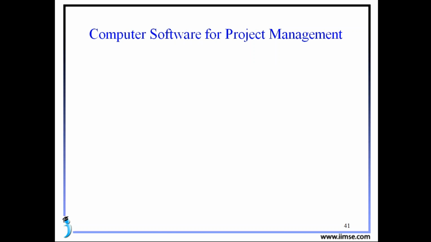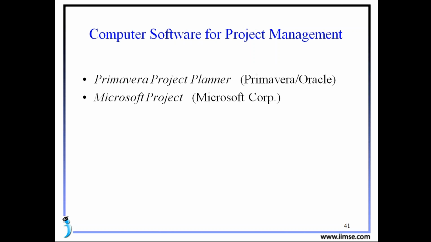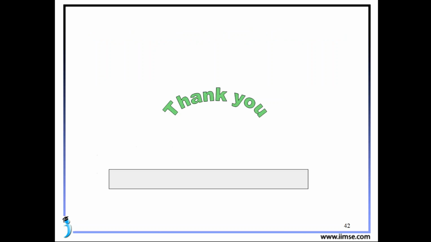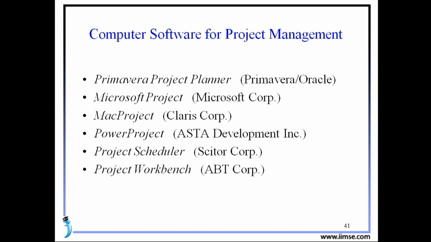For this, what are the software packages we are using in the market? Primavera, Project Planner, Microsoft Project, which we call MS Project, Mac Project, Power Project, Project Scheduler, Project Workbench. Primavera and MS Project. The biggest software for planning is Primavera. In Primavera, we can handle multiple projects also.